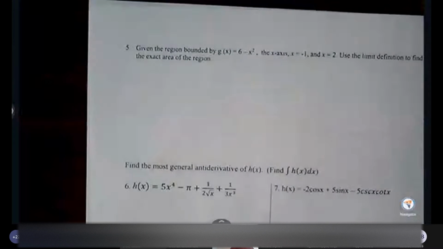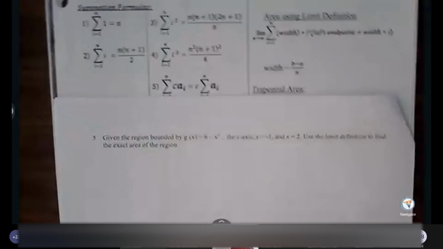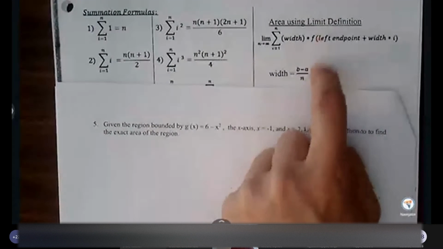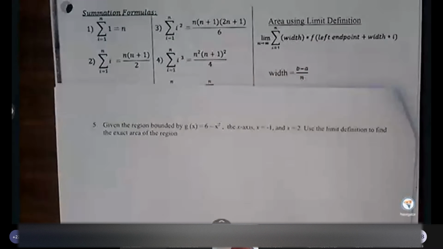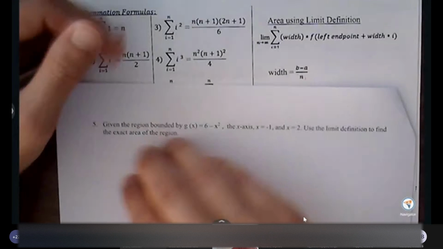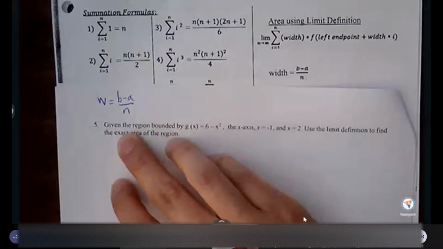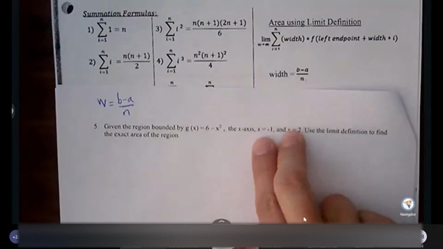Okay, let's look at number 5 on the back page. We're going to start off understanding that we have to use our width formula and our area limit definition. Okay, first things first, let's find the width. Okay, your A and B values are provided here.